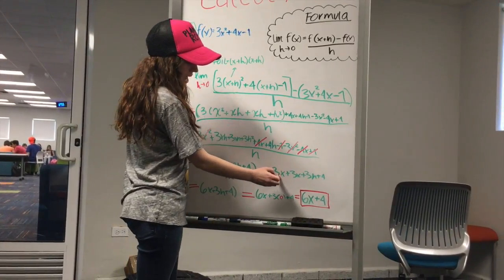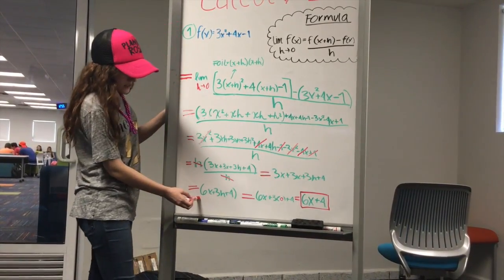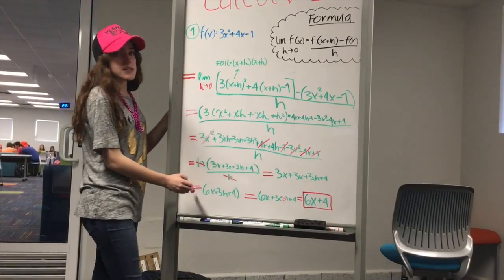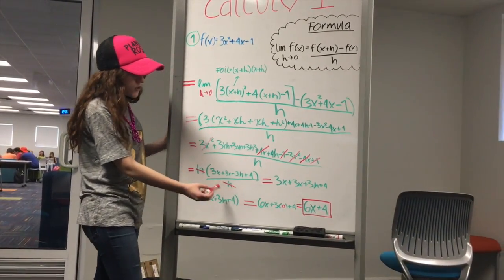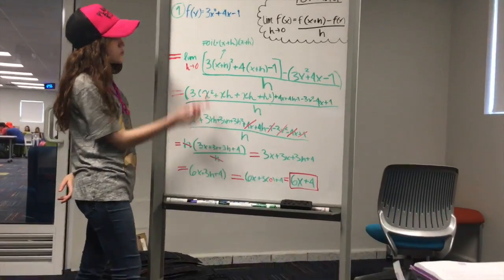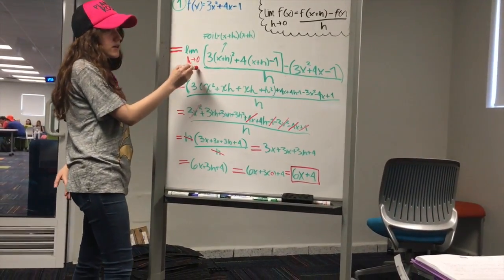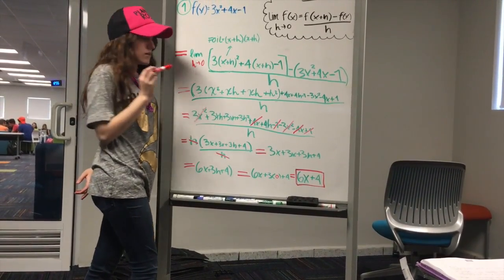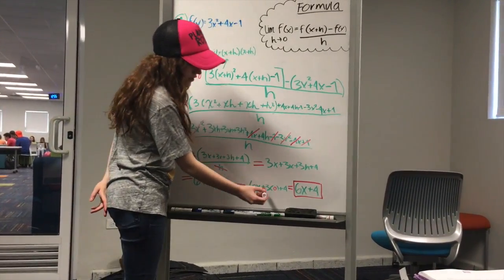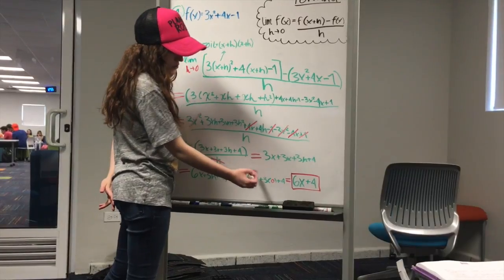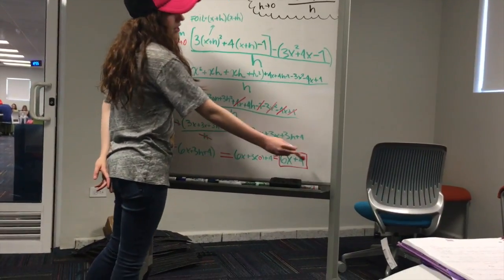Since 3x plus 3x is 6x, you can make another step. So this is a parenthesis. Then you will have to substitute 0 because h is approaching the limit of 0. You apply it in here. 3 times 0 is 0. 6x plus 4 is the answer.